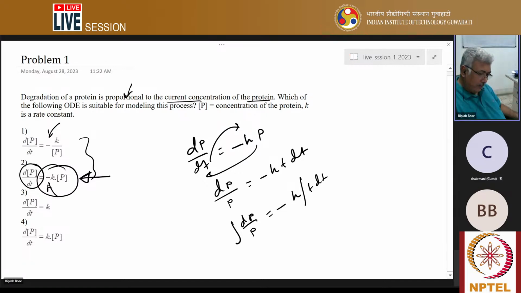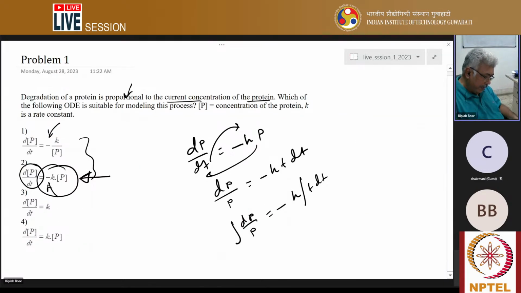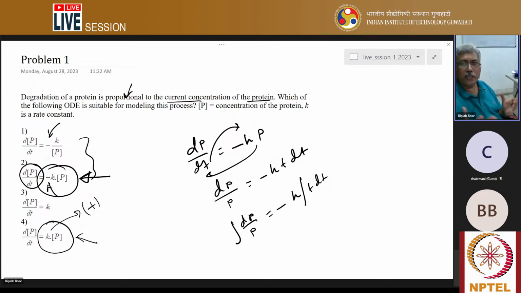Now, somebody has said that D is the correct answer. D is not the correct answer, because notice the sign before it is positive. That would be production, meaning P is increased, but in this case it is degradation. The protein is getting used up, we are losing protein. So that means it must be minus.